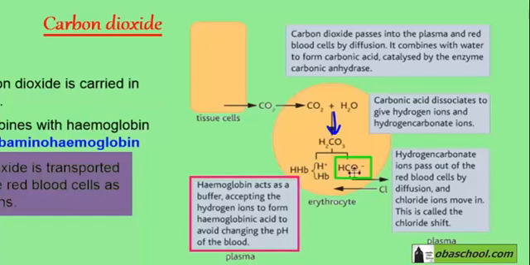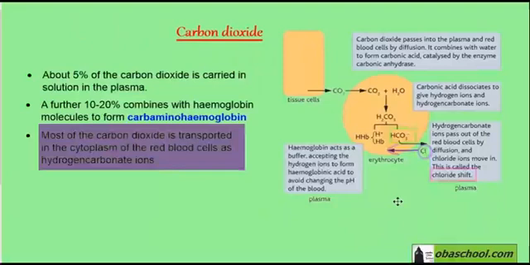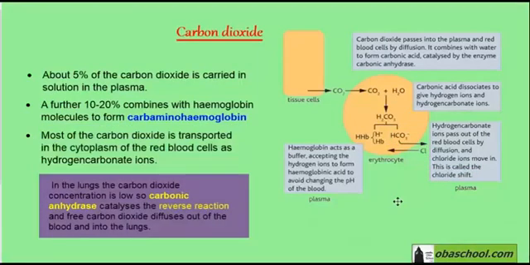And what happens to the hydrogen carbonate ions? They pass out of the red blood cells by diffusion, since there's a concentration gradient. And in turn, chloride ions are going to pass into the red blood cells, and this phenomenon is what we call the chloride shift. So this is the chloride shift due to the diffusion of HCO3- to the outside of the cell. This is all at the level of tissue cells.